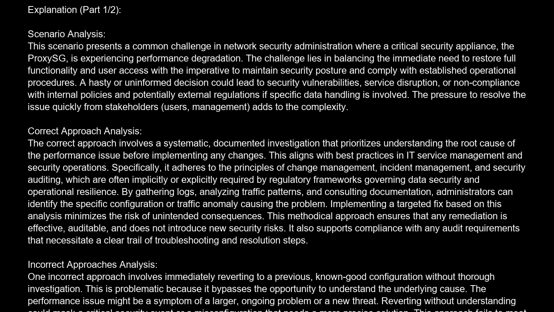Incorrect approach analysis. One incorrect approach involves immediately reverting to a previous, known good configuration without thorough investigation. This is problematic because it bypasses the opportunity to understand the underlying cause. The performance issue might be a symptom of a larger, ongoing problem or a new threat. Reverting without understanding could mask a critical security event or a misconfiguration that needs a more precise solution. This approach fails to meet the standards of diligent investigation and could lead to recurring issues or security gaps.